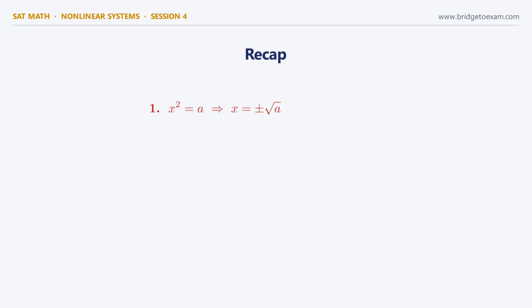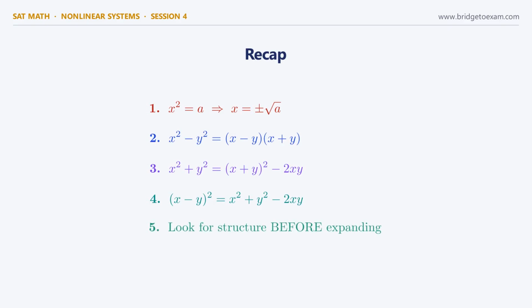Let's recap the structures. 1. If x squared equals a, then x is plus or minus root a. Never lose the negative. 2. Difference of squares. x squared minus y squared is x minus y times x plus y. If you know one factor, you get the other by dividing. 3. x squared plus y squared equals the sum squared minus 2 times the product. x minus y squared equals x squared plus y squared minus 2xy.